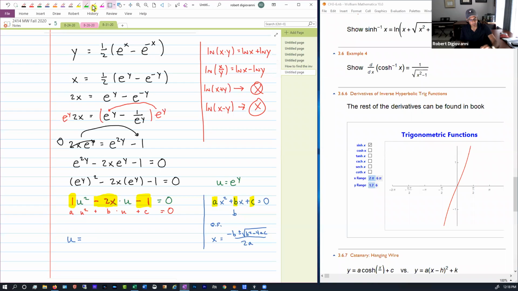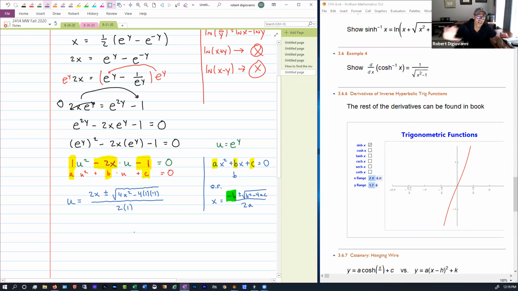What for us is -b in the formula? 2x. It's positive 2x plus or minus square root. Okay, b squared. What's b squared for us? So a is that, b is that, c is that. So we're squaring -2x, aren't we? So we get 4x squared. Does anyone have any questions about what I'm doing? Minus 4 times a, what's a? A is 1, right? And c is -1. And then all of this over 2 times a, which is 1.